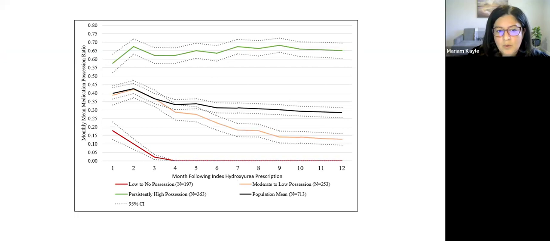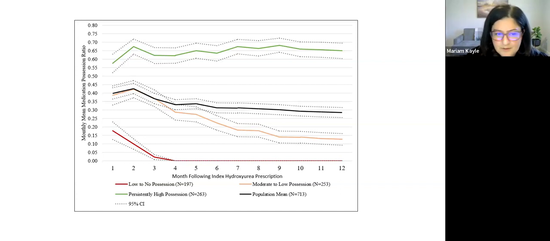And what you see here are 3 different groups identified. The x-axis is the date. Again, this is not age-related here. It's a chronological timeline, 1 month post hydroxyurea prescription filled all the way to 12 months. And then the medication possession ratio mean on the y-axis.